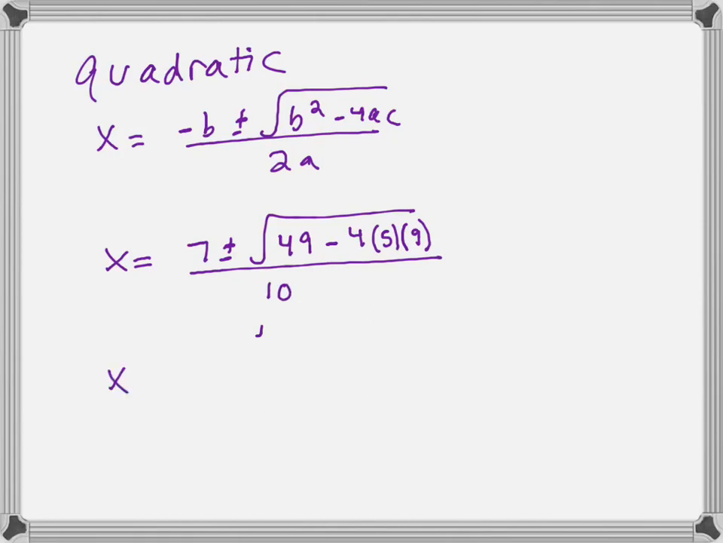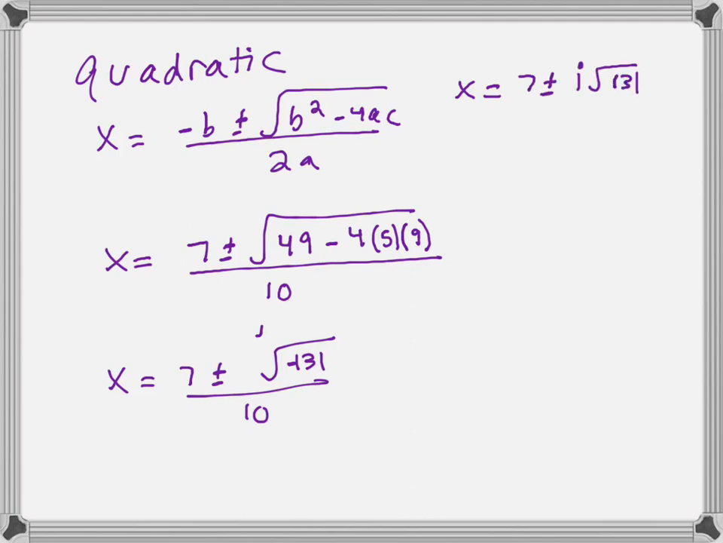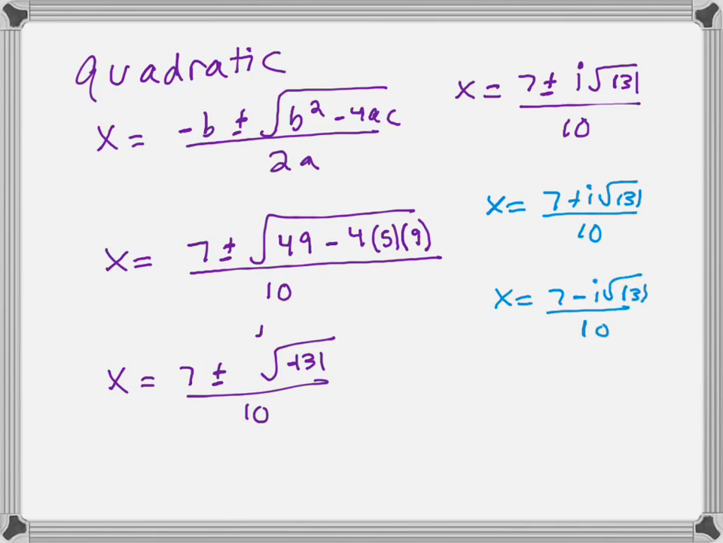Okay, now when we simplify this, we get x equals 7 plus or minus the square root of 49 minus 180, which is root negative 131, all over 10. Okay, but now if we have a negative inside of a root, we're going to need to pull that negative out. So we actually get x equals 7 plus or minus i root 131, right? Because we can pull the negative 1 out, all over 10. So our two solutions are going to be x equals 7 plus i root 131 over 10, and x equals 7 minus i root 131 all over 10.